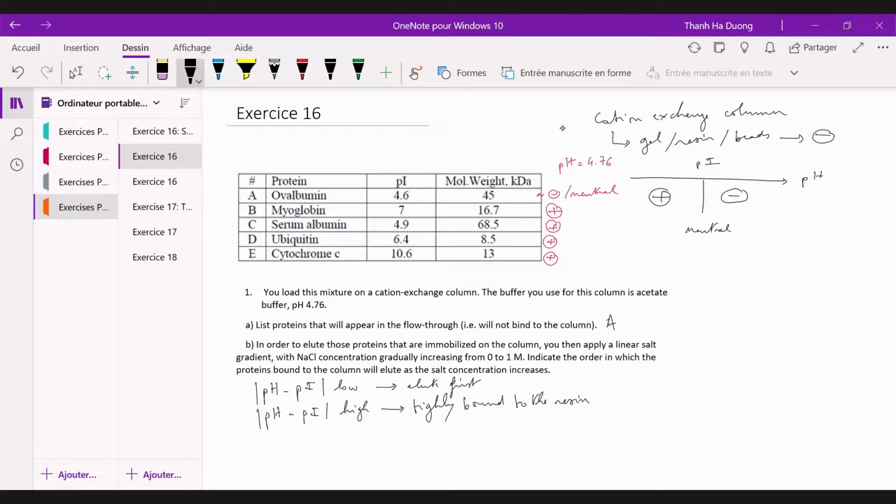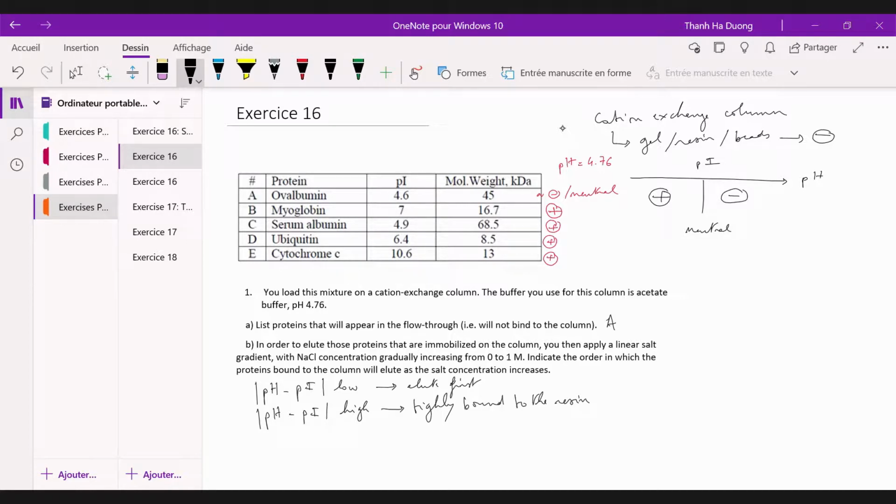So when you increase the salt concentration, you will have competition. You will have interaction between the salt and the resin, so the protein can be eluted. The fewer charges the protein has, the sooner it will be eluted.